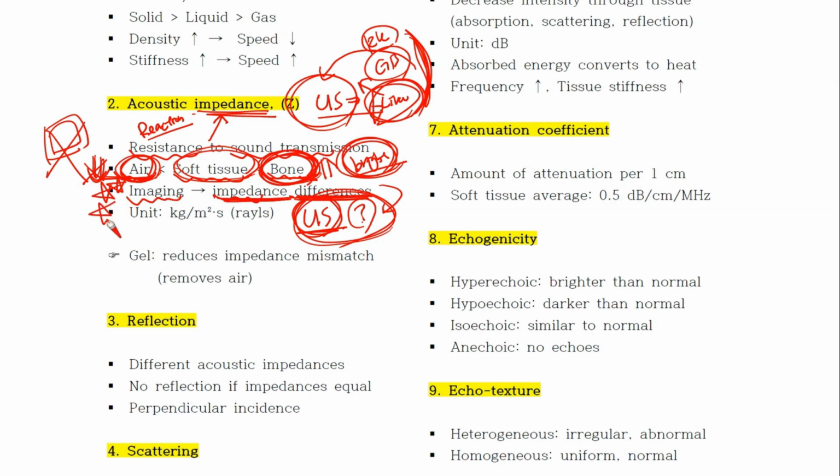Next, there's another important point. This is the unit for acoustic impedance. The unit is a bit unusual, isn't it? So make sure to remember this unit. If you look to the side, you'll see the same concept expressed using the term rail. This means the same thing, so you can memorize them together.